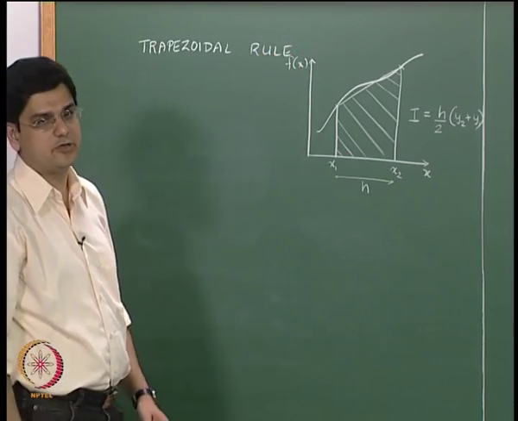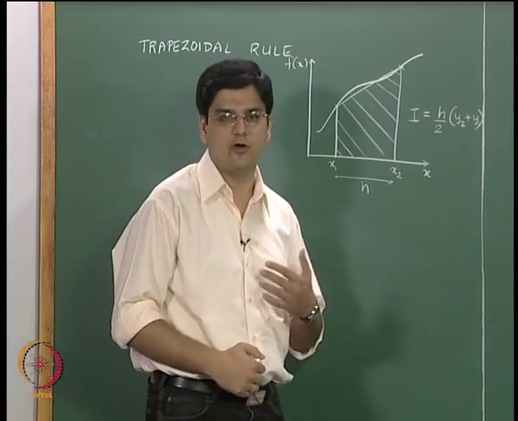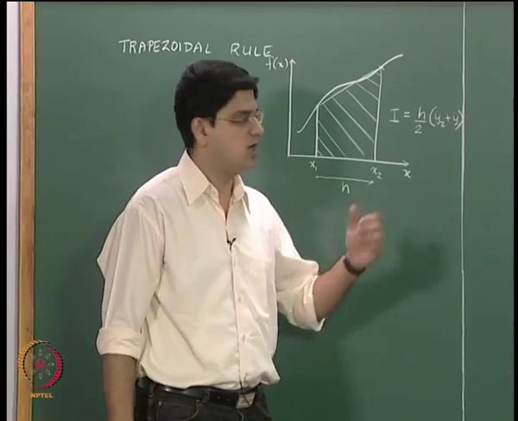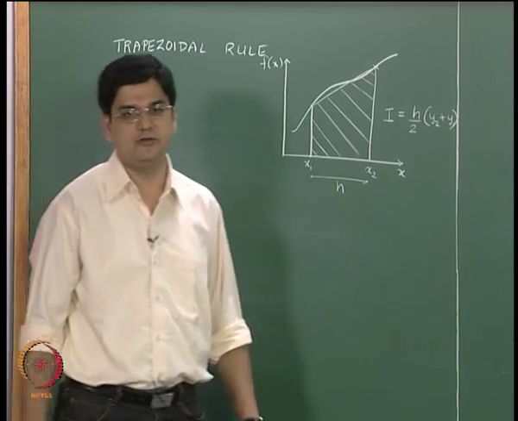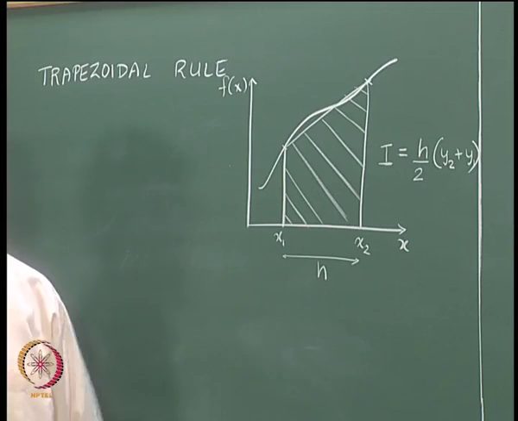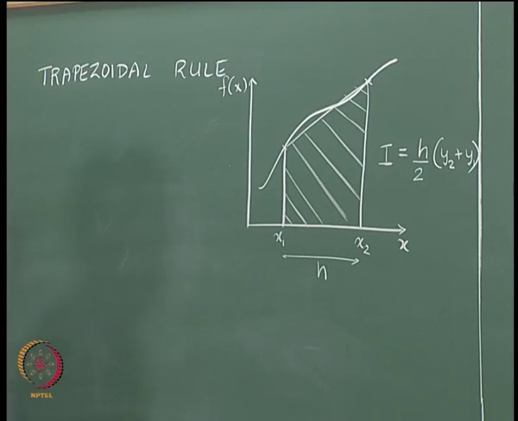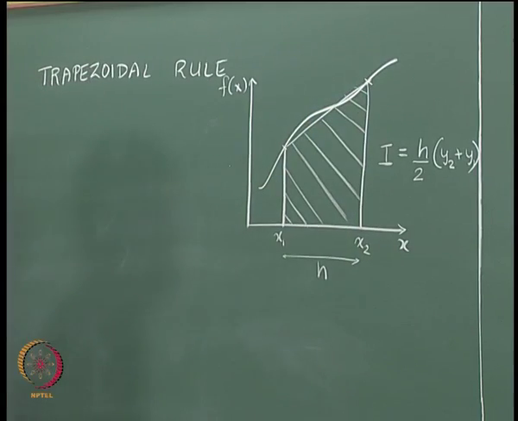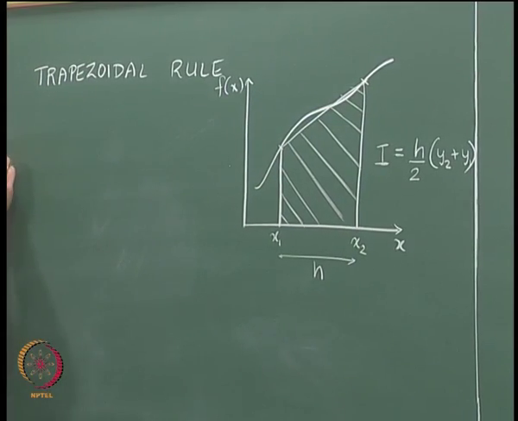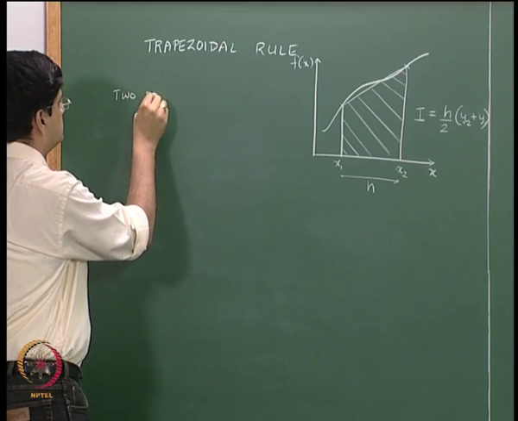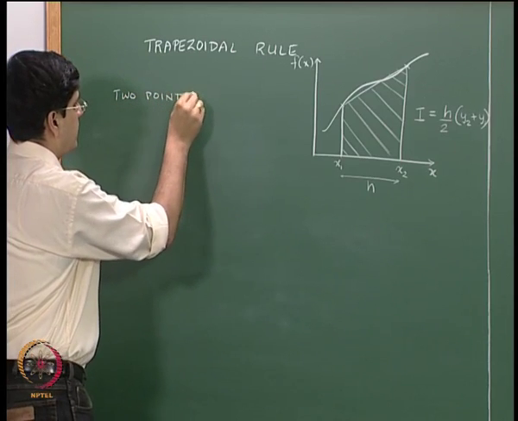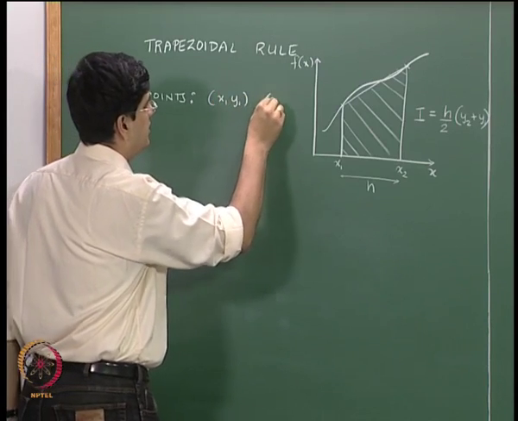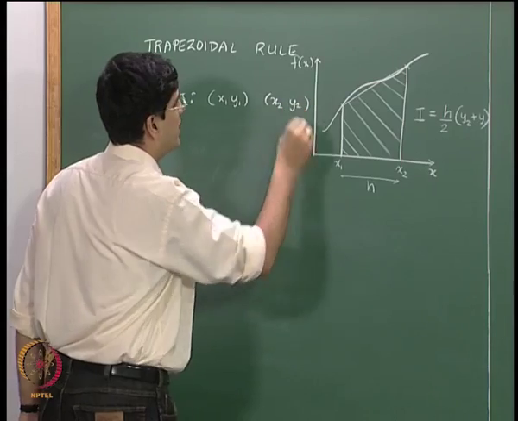So what we are going to do today is try to formalize a couple more ways of deriving the trapezoidal rule, and the first one is again directly motivated by this geometric interpretation. So what we are doing is we are joining a line that passes through 2 points. The 2 points are x1 y1 and x2 y2. Okay.